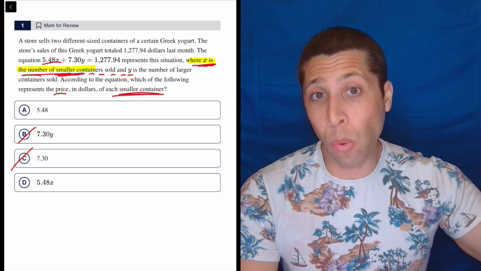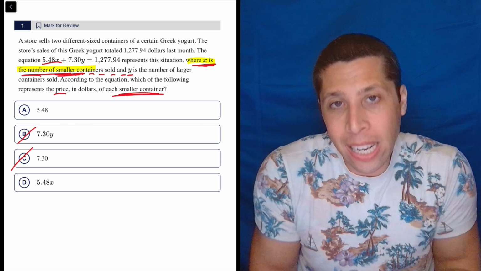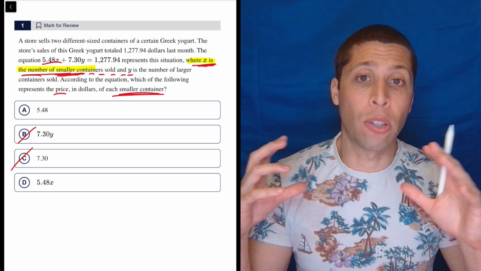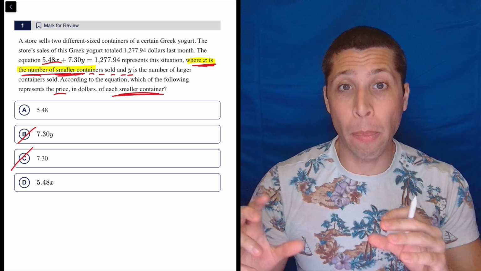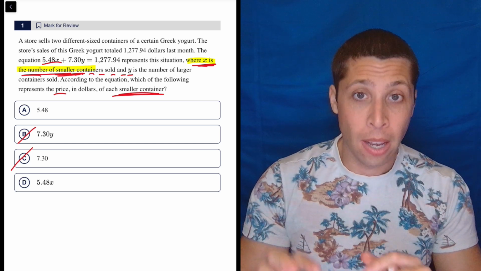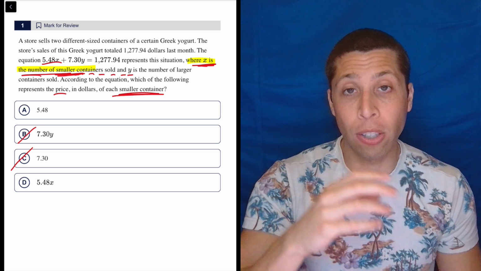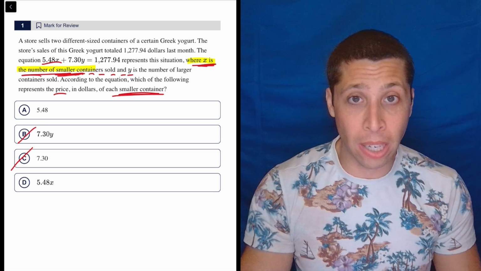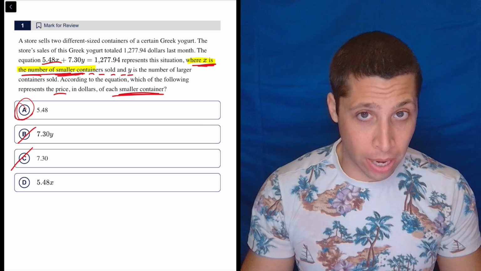Now, this is not written in y equals mx plus b format because we have the x and the y together, but it kind of behaves the same way. When we have the x and the y on one side of a linear equation, it's basically a way of representing 2 different rates. So there's a rate for the small containers and a rate for the large containers. And so the rate is what we're interested in. So that's going to be choice A, just the 5.48, right?